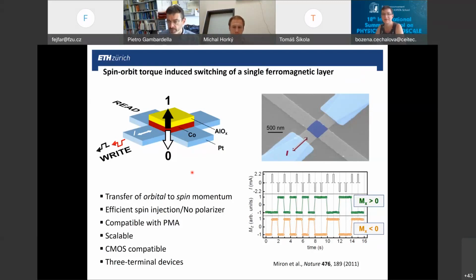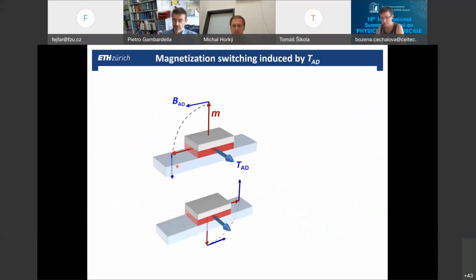And so if the current injected is strong enough, then you have enough non-equilibrium magnetization to produce a strong spin torque and reverse the magnetization in this system. And this can be done in a single layer system and can be done for systems with out-of-plane or in-plane magnetic anisotropy using very common materials. Okay. And the reason for switching can be seen as this.